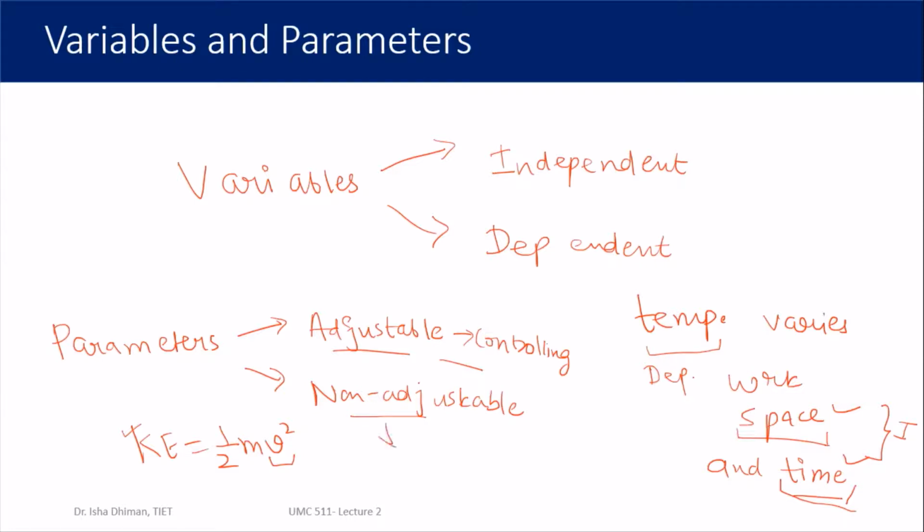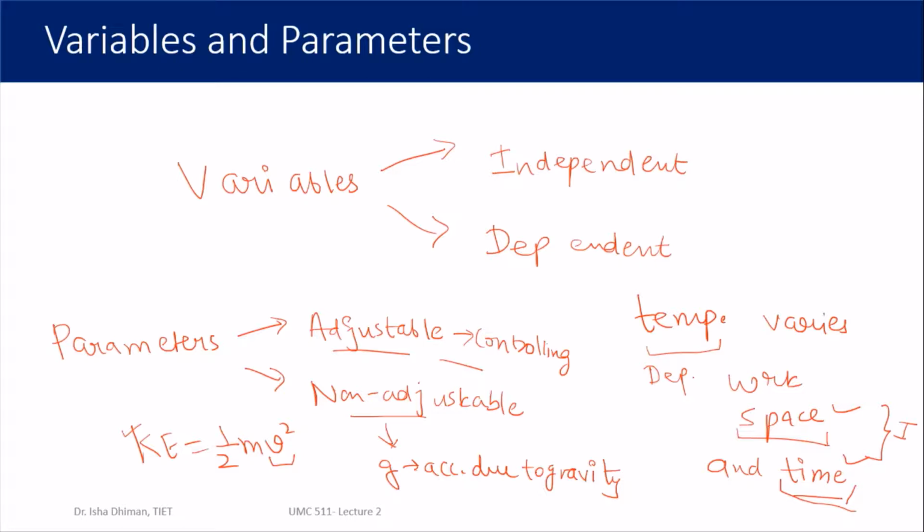For example, g, the value of acceleration due to gravity. This is something I cannot control. Although the model parameters will depend upon the acceleration due to gravity, and it has direct involvement in my expressions, this is something I cannot control. So this is a parameter which has a constant value and it's a non-adjustable parameter. So that's the brief idea about understanding of variables and parameters.